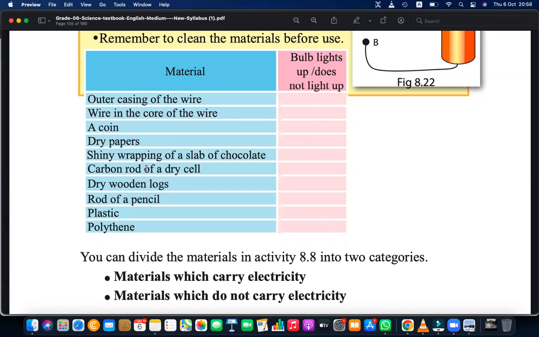Shiny wrapping of a slab of chocolate. What do you think?